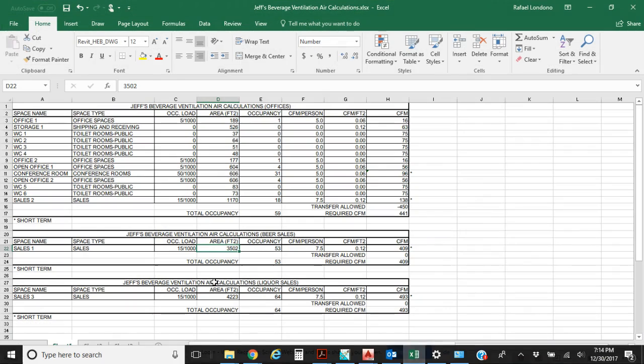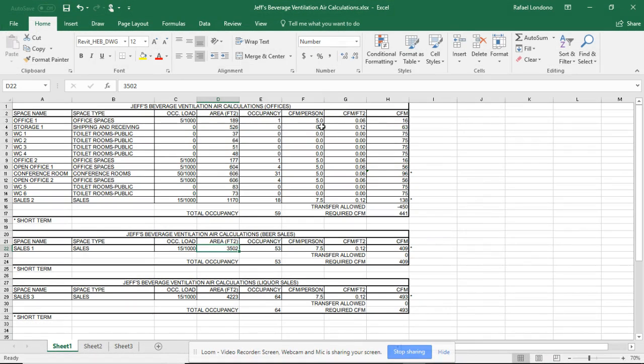Let's take a look at the spreadsheet. Office 1, one person. Storage, that's the first floor. No people in storage, and there are four bathrooms there. And that's office 2 upstairs. One of the spaces is called open office 1. That's 4 people in there. A third of it, as I mentioned, is the conference room, and there's still 31 people, which is a high number in my opinion. There's just no way that they're going to have 31 people in a conference room.